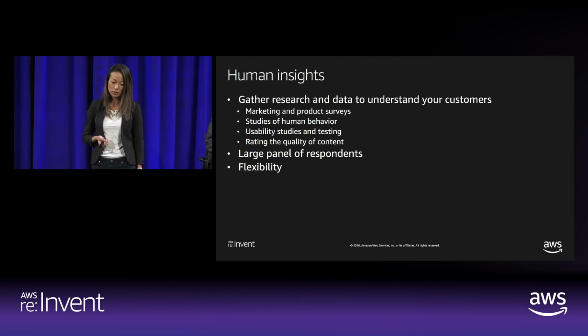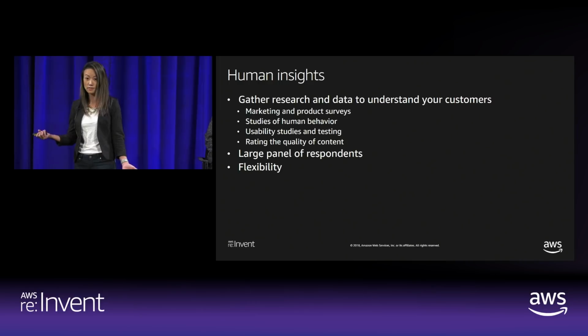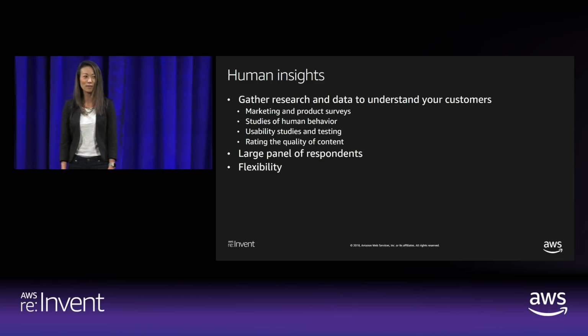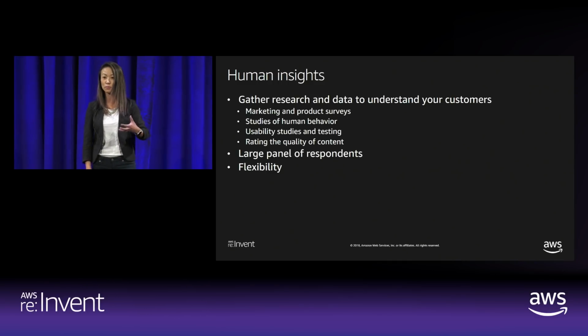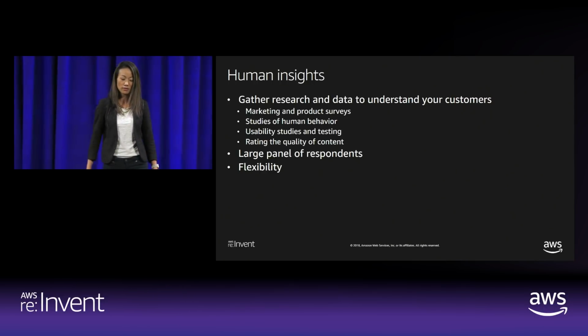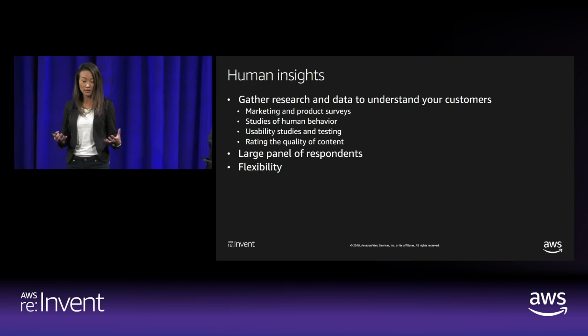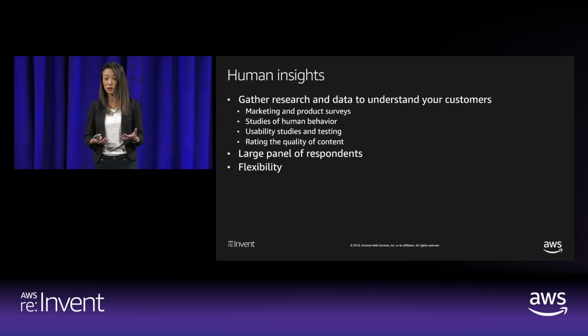Some other use cases include usability studies and testing. If you have a new product and you're trying to get some feedback from users, you can do that. Rating the quality of content. For example, you have things like auto-generated playlists based on a starting song or starting video. You want to get some feedback on how good the related songs are. So those are some common use cases. And again, customers choose to work with Mechanical Turk for this purpose because we have a very large panel of respondents, and there's flexibility in the interface. So you can do things like usability studies.